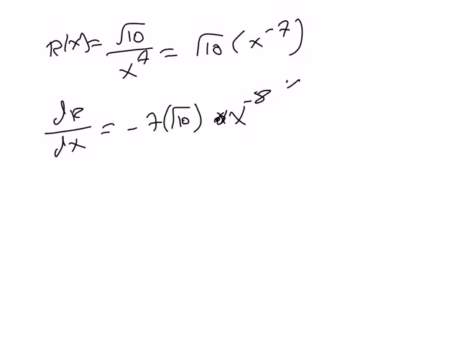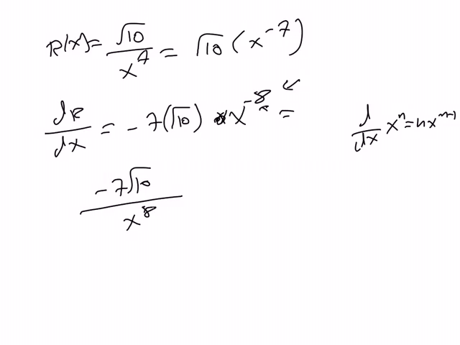This is just using the, I forgot what this rule is called, but whatever, right? Because we have d over dx of x to the n is equal to n x to the n minus 1. So we just take the n minus 1 over here. And this is equal to negative 7 square root of 10 over x to the 8th. And we get the same exact answer.